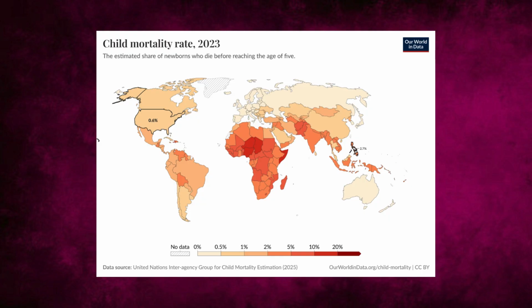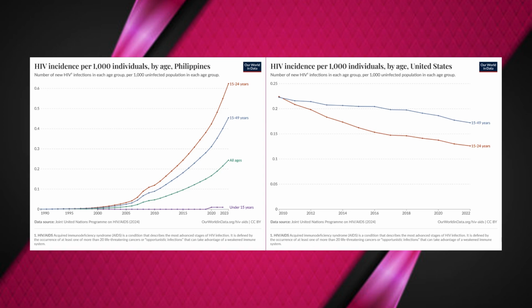Let's look at the child mortality rates in 2023. This is the estimated share of newborns who die before reaching the age of 5. In the United States, this number is 0.6%. Meanwhile, in the Philippines, this number is 2.7%. That's higher than that of the US. I have two graphs here.